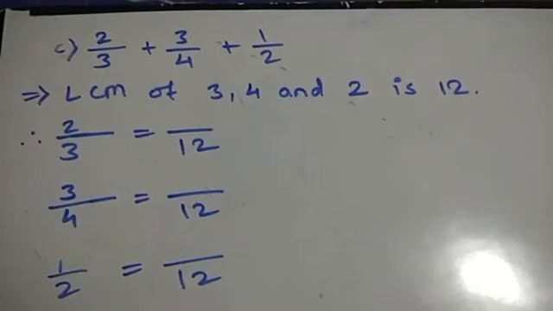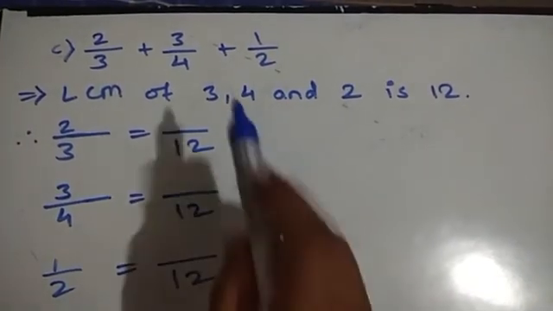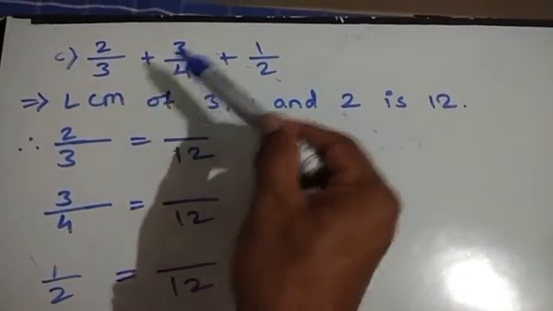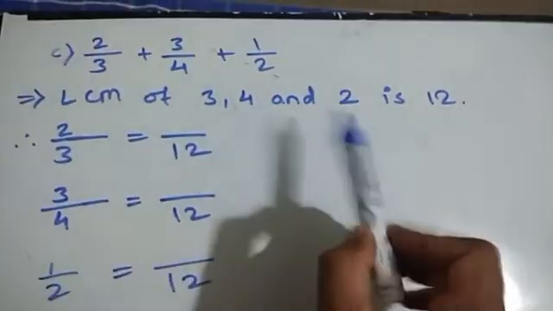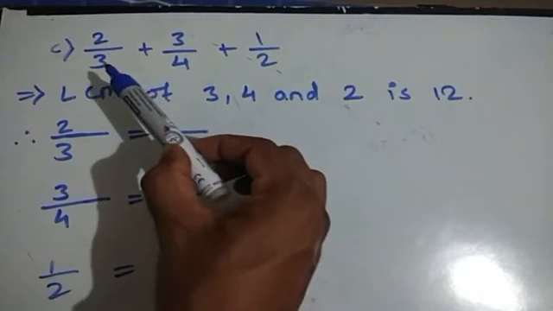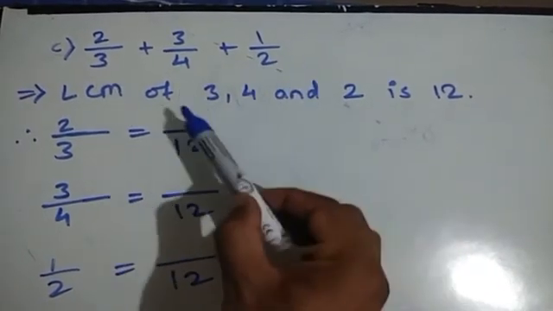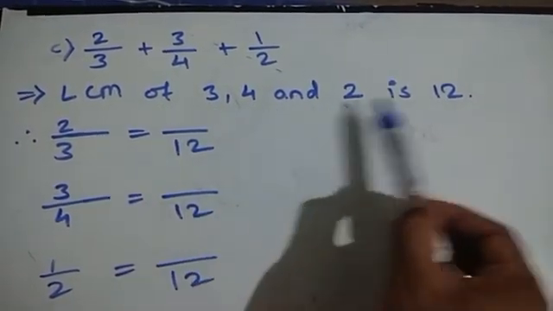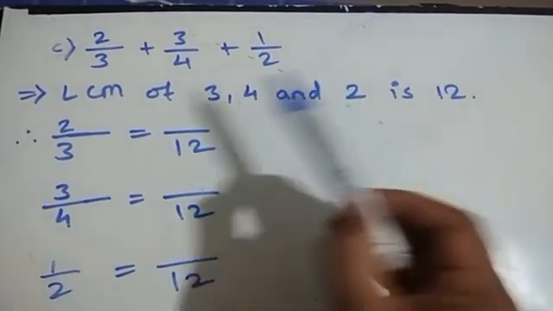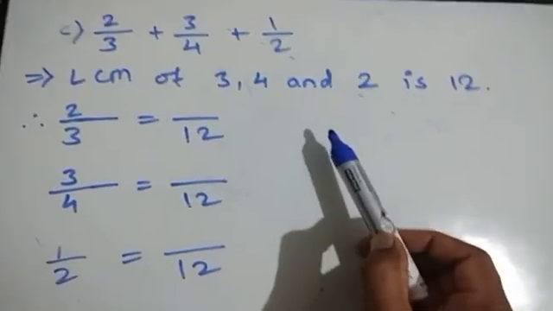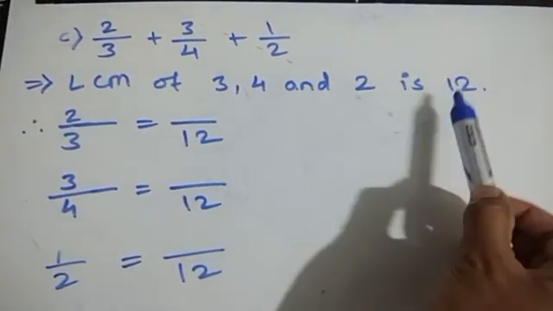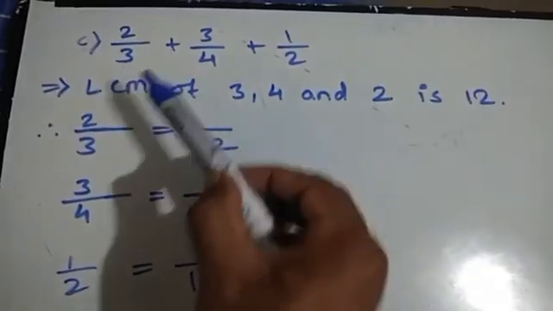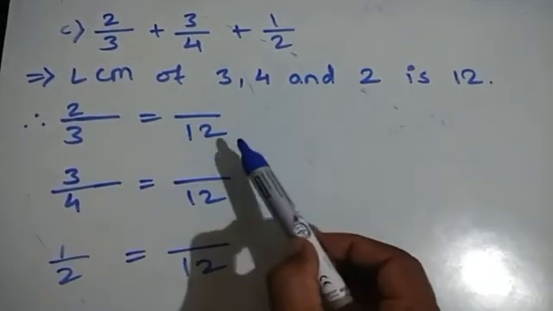Students, see one more example in which 3 fractions are there. 2 upon 3 plus 3 upon 4 plus 1 upon 2. So the procedure will be same. First we have to find out the LCM of all the 3 denominators. Therefore the LCM of 3, 4 and 2 is 12. So after getting the LCM, we need to find equivalent fractions of the given fractions with the denominator equal to the LCM. So first I will take 2 upon 3. So 2 upon 3 is equal to, here we want denominator equal to 12.